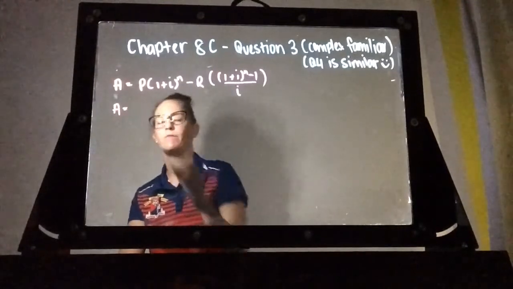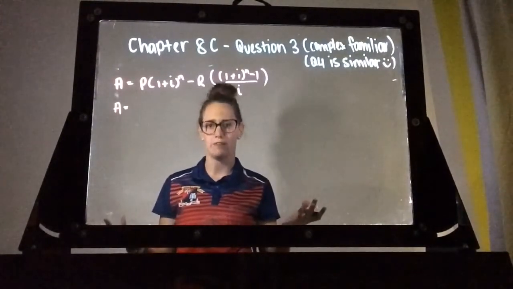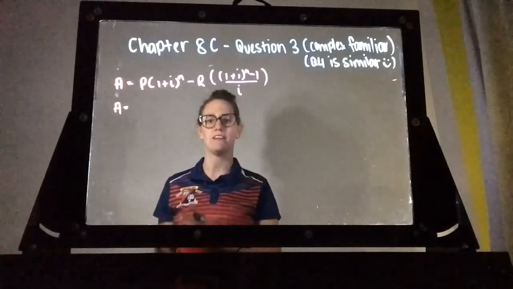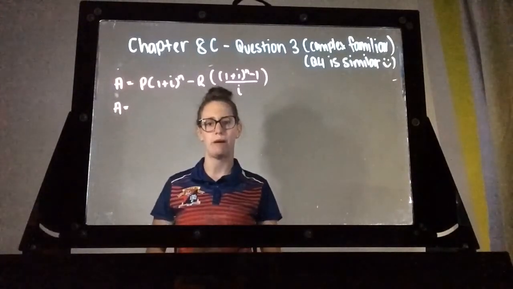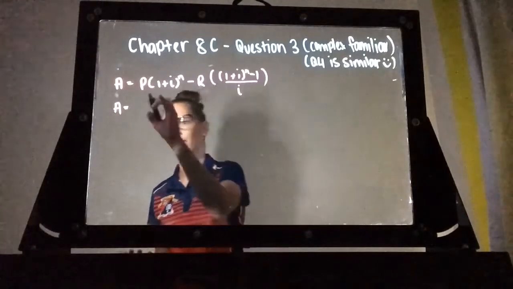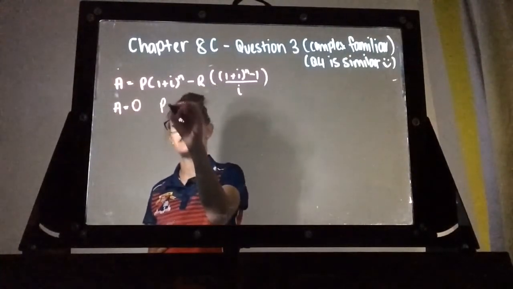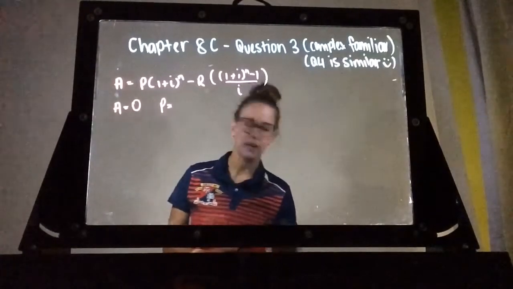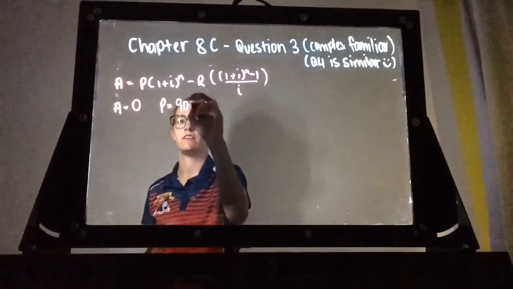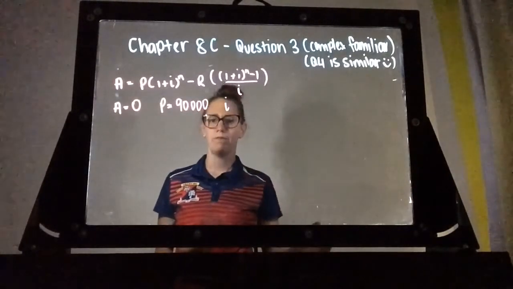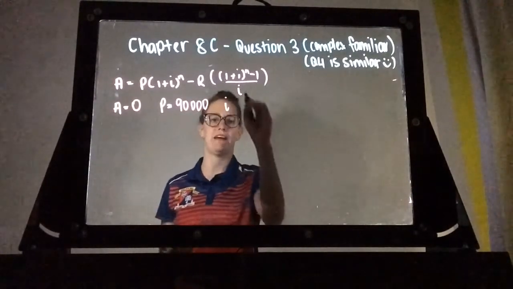So first of all, what do you think our A value needs to be? If I want to know what repayment I need to make in order to pay off that loan over the 360 repayments, well, I want it to be 0 because that means I've paid it off completely. My principal is going to be what my loan starts at, which is $90,000. In terms of my interest rate, they said it was 11%, but it's compounding monthly.